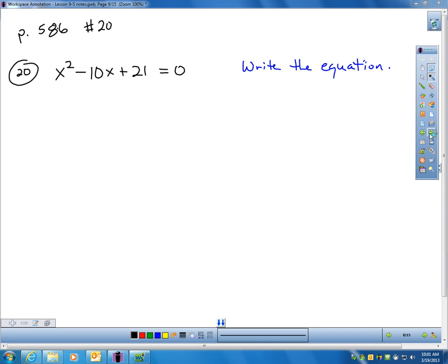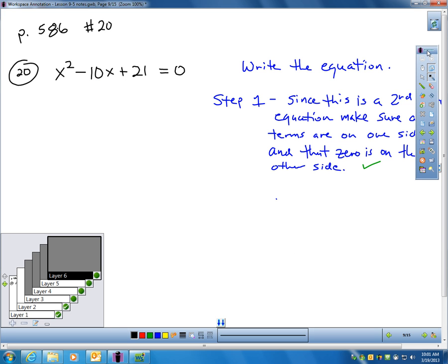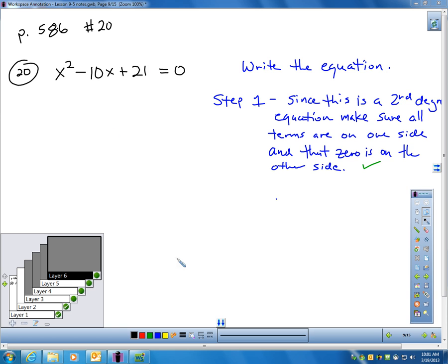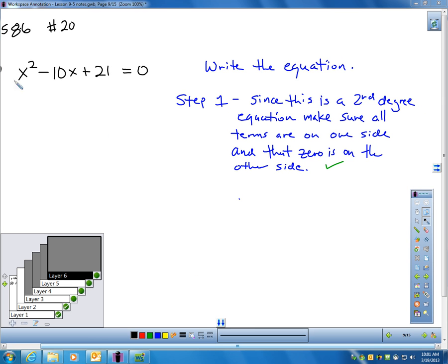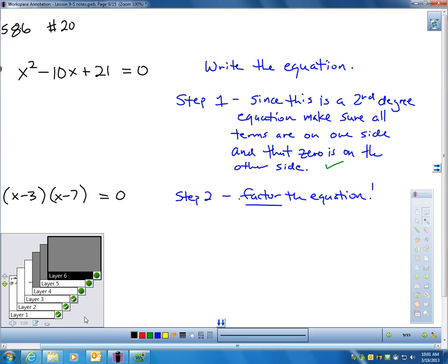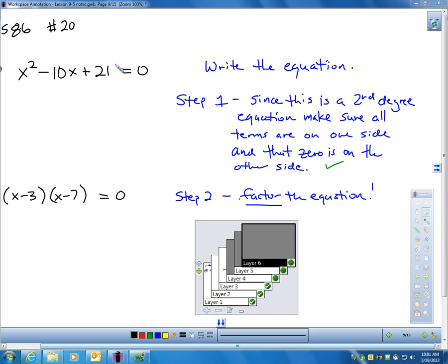So let's actually do one like that, look on page 586, number 20. The first step is to write an equation, and you notice how my lead coefficient's 1, so we're going to apply what we just learned. My next step, after I write the equation, since it's second degree, is to make sure all terms are on one side and 0's on the other, and there's a little check mark here because that is the case. And now I want to factor it. So I want to think about what times what is 21 but adds to negative 10.